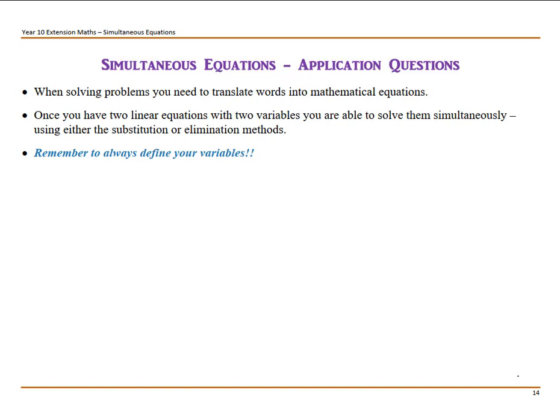This video looks at applied questions needing simultaneous equations, and simultaneous equations is a common method for solving application questions. So firstly, when solving problems, you need to translate words into mathematical equations. Once you have two linear equations with two variables, you can solve them simultaneously using either the substitution or elimination methods. It's up to you.